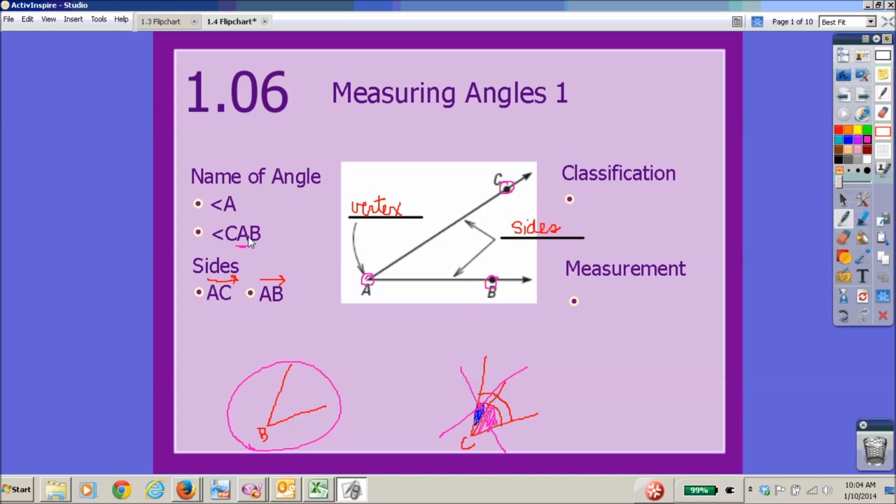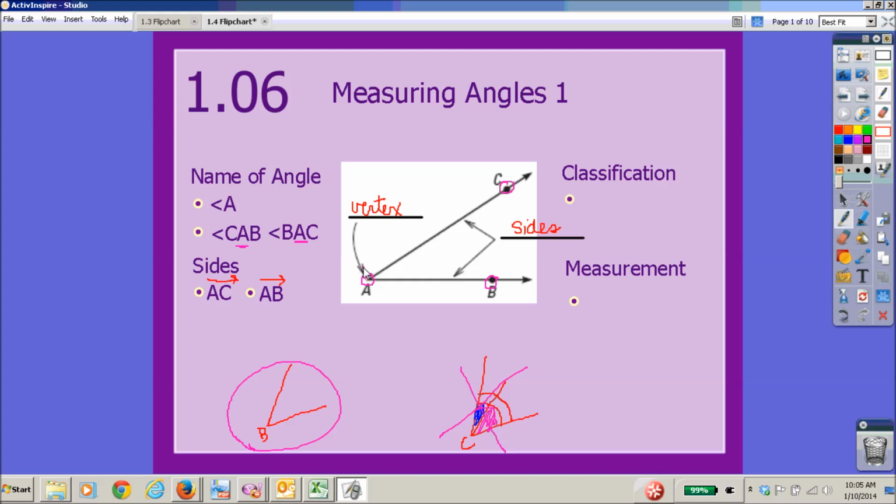We could also go the opposite direction and name it angle BAC. So they started with point B, vertex A in the middle, C being last. An angle is named by 3 points. A line is named by 2. An angle is named by 3, with the vertex always being in the middle.